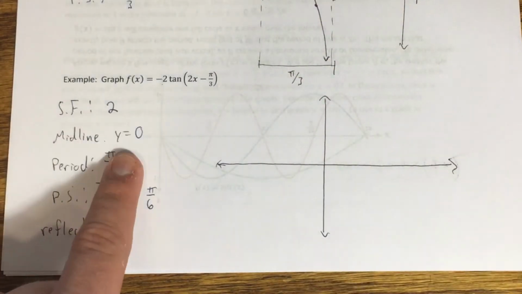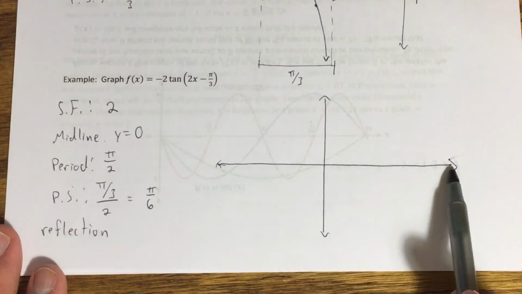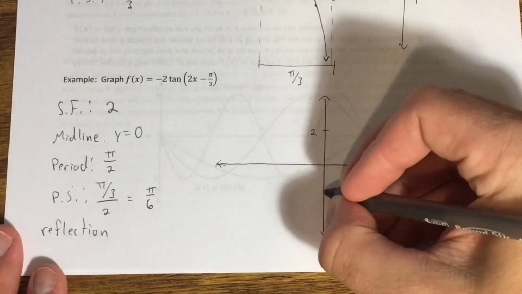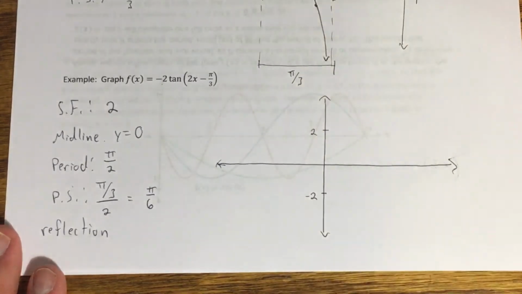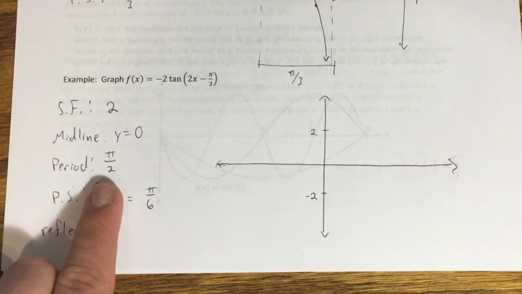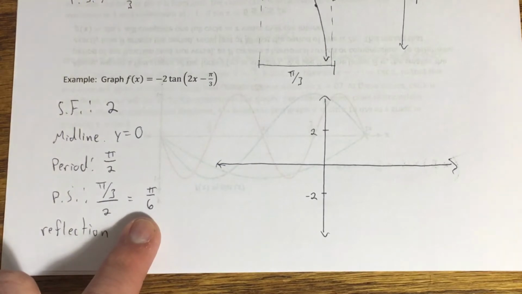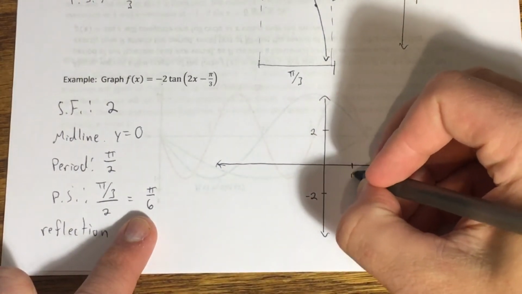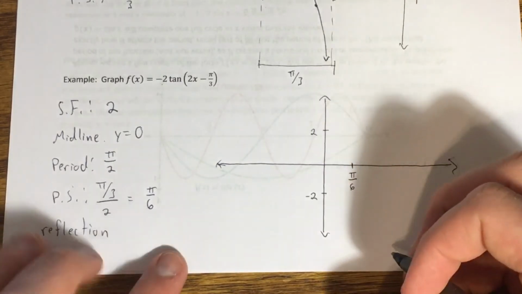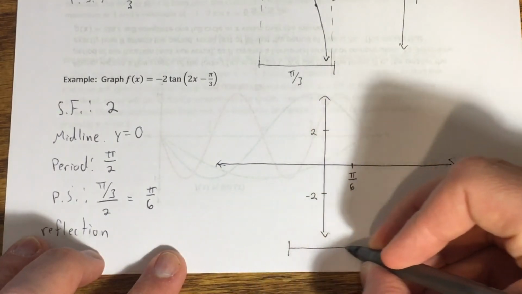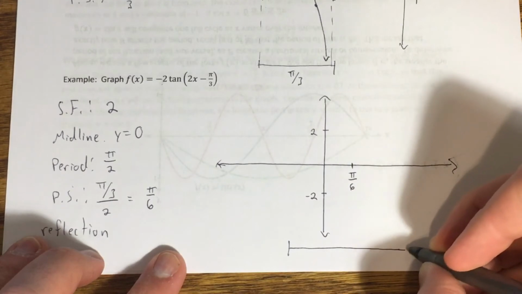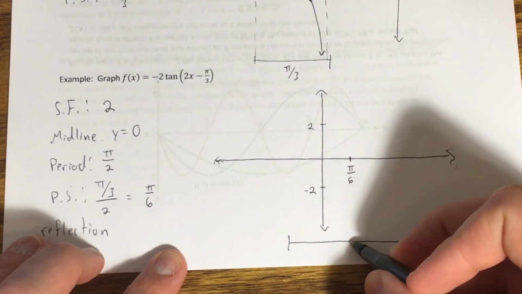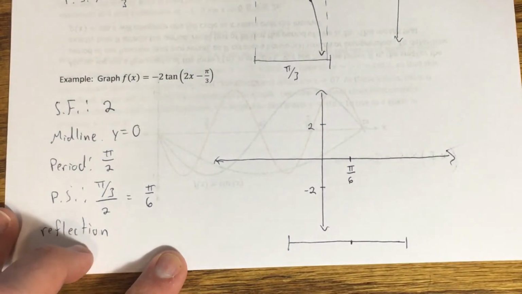Okay, midline is y equals 0. That's our x-axis. Stretch factor is 2, so I go up 2 and down 2 from my x-axis. Period. All right, let's come back to the period. Phase shift is pi over 6, so move pi over 6 units to the right. But then remember, the period should straddle that amount for a tangent function. So pi over 6 should represent, right there, the midpoint of that interval.